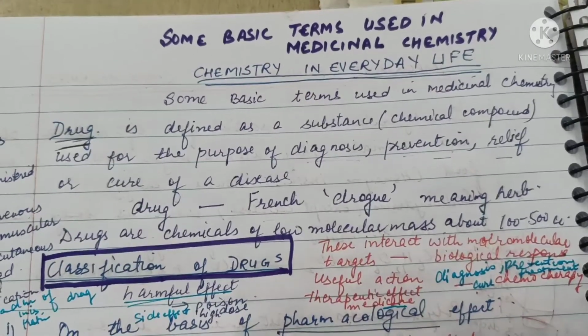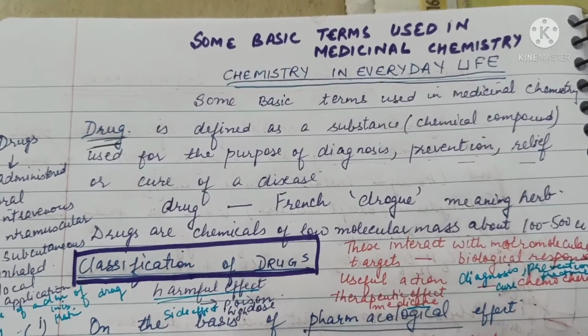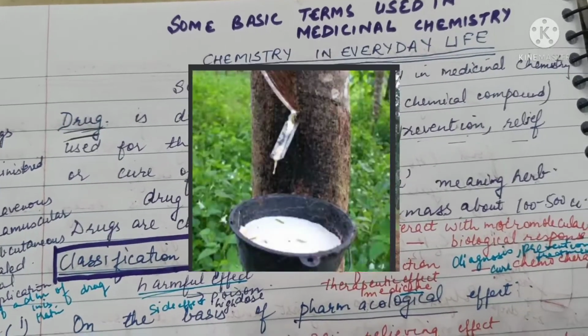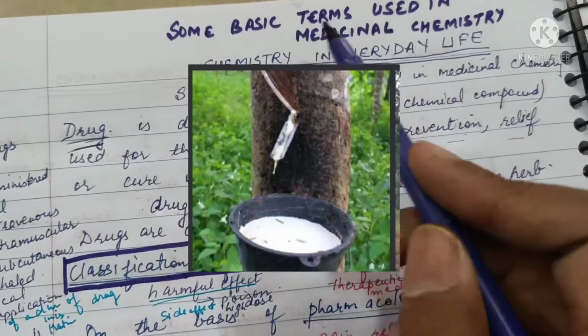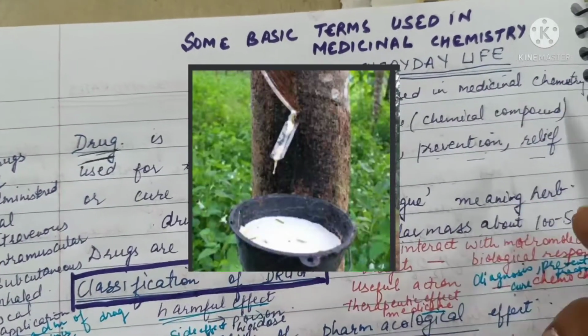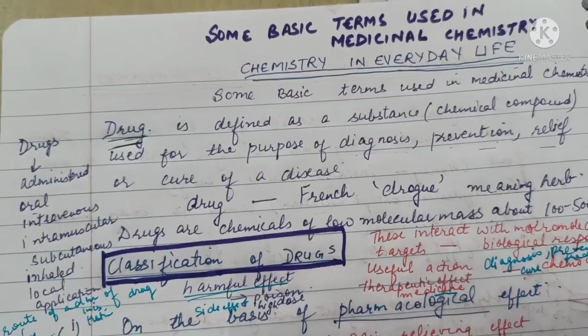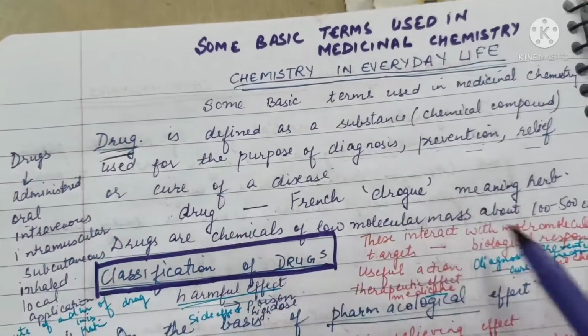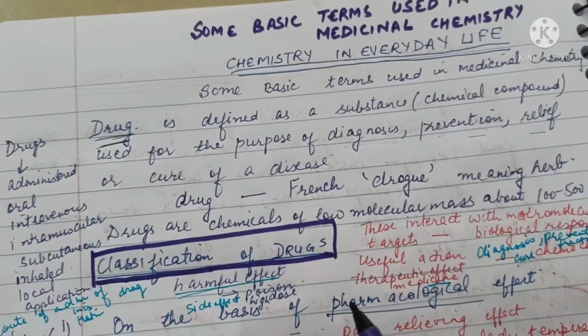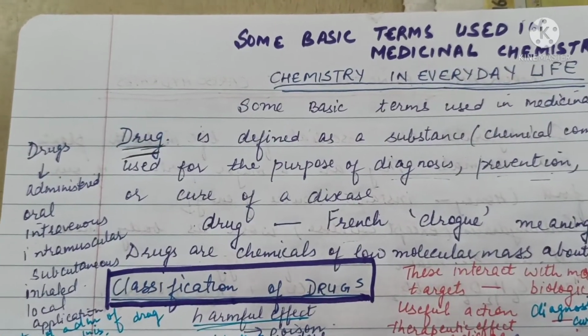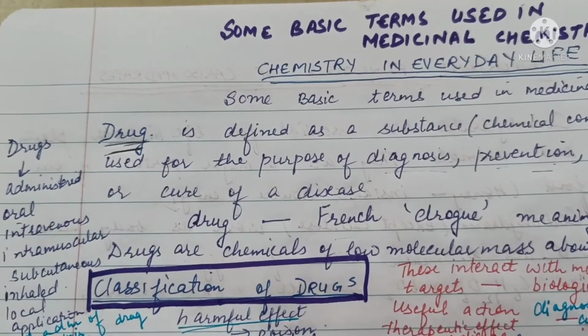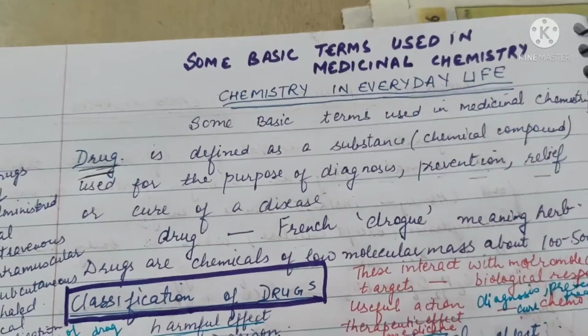Our topic for today is from the chapter Chemistry in Everyday Life, and today we'll be doing some basic terms used in medicinal chemistry. What are drugs? Then we'll be doing classification of drugs and interaction of drugs with targets. So let us begin.